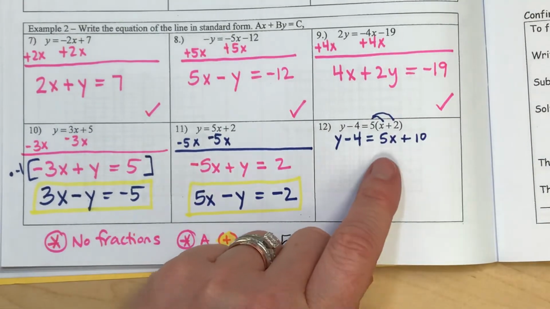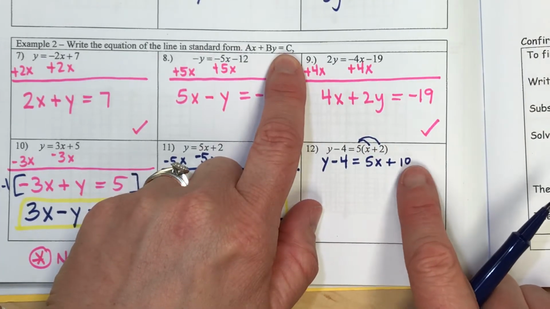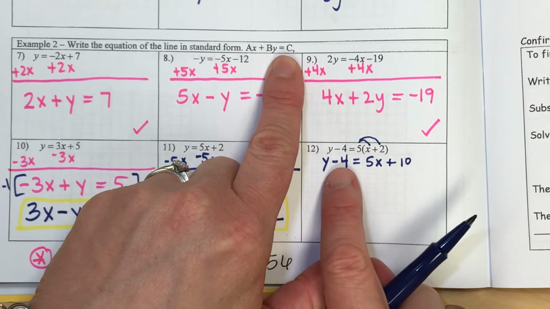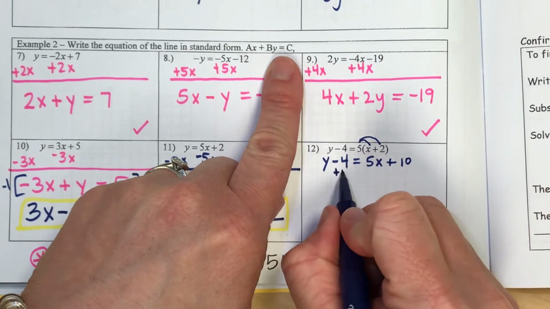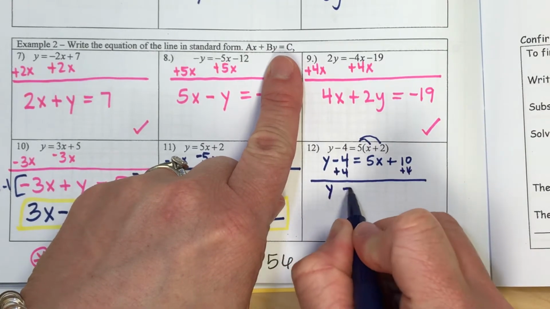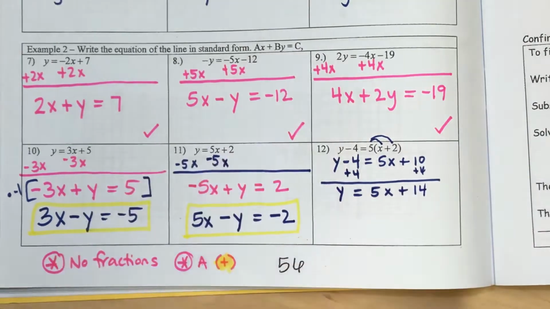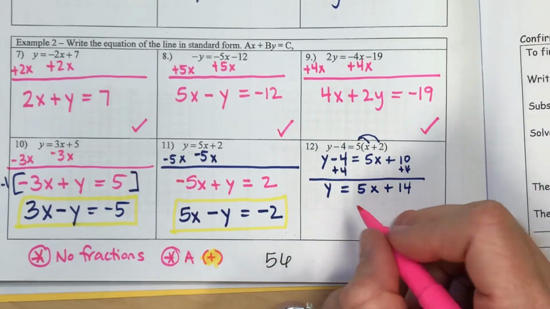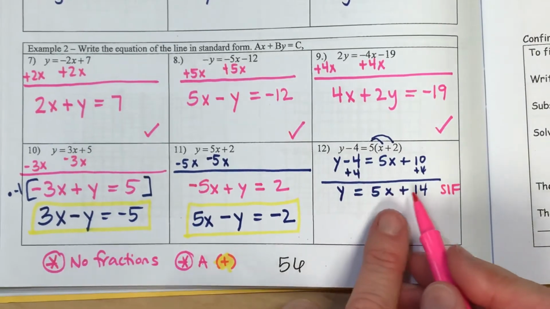Now in standard form, I need my constant to be that c term on the right side. And I have this number 4 next to the y that I'm going to need to move over here to the right. And I'm going to do that by adding 4 to both sides. Now I have y equal to 5x plus 14. Notice how this formula is in what is called slope-intercept form. Y equals mx plus b.